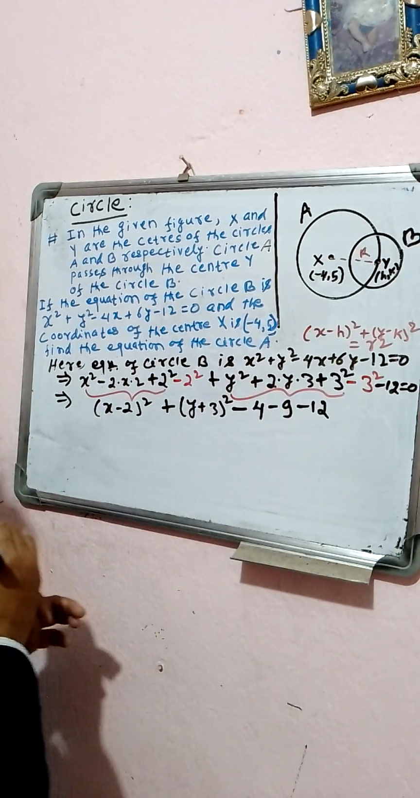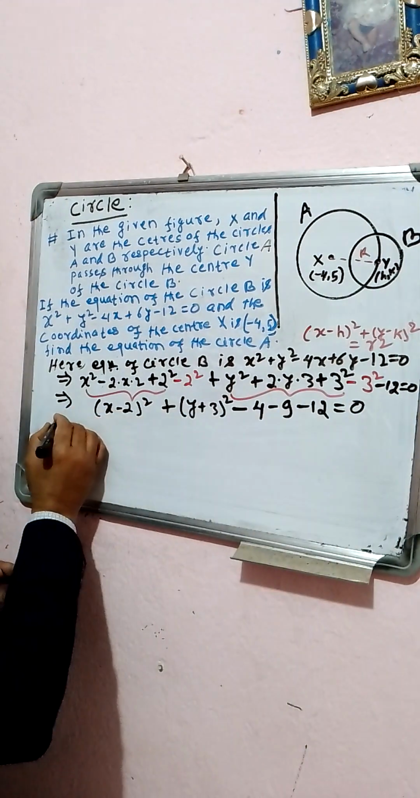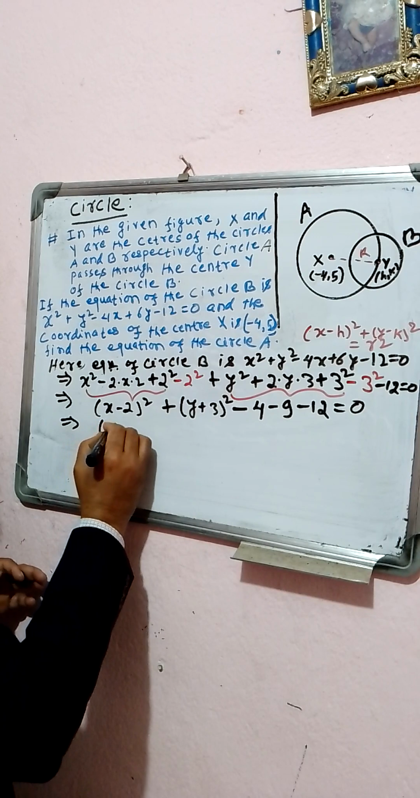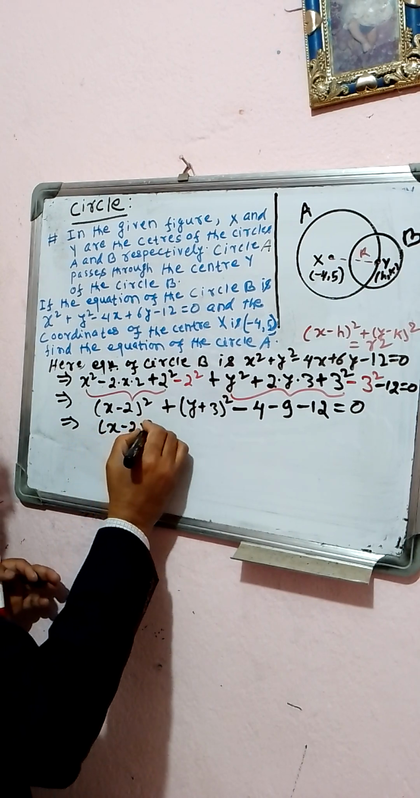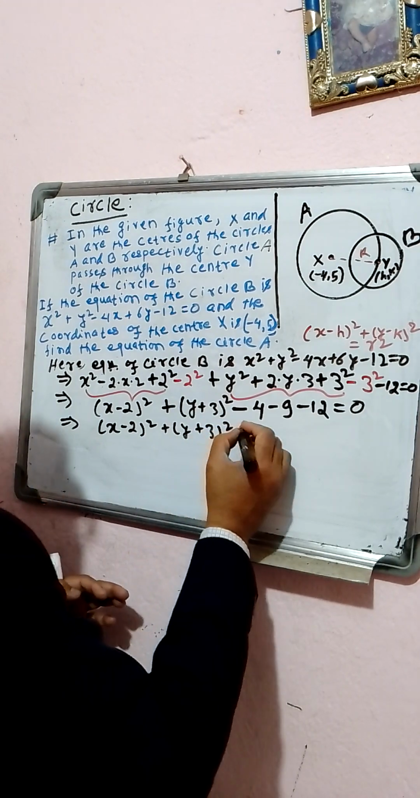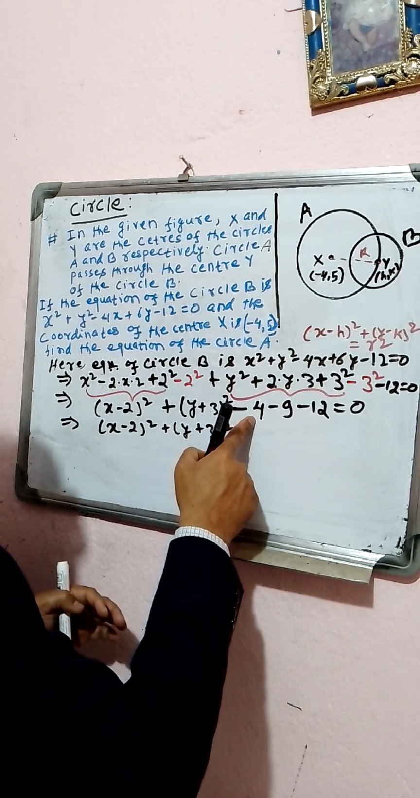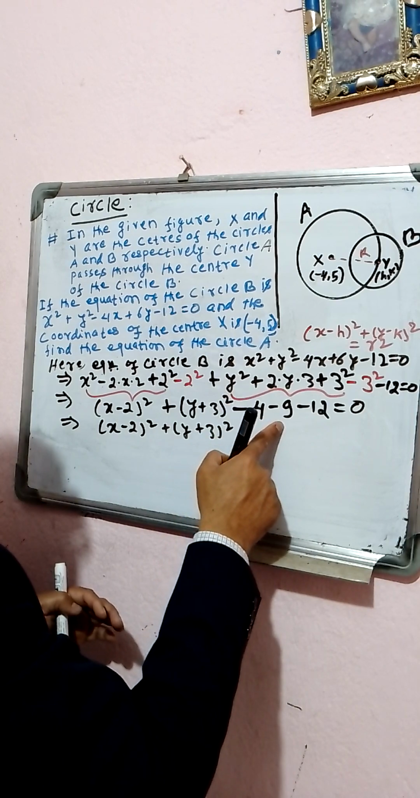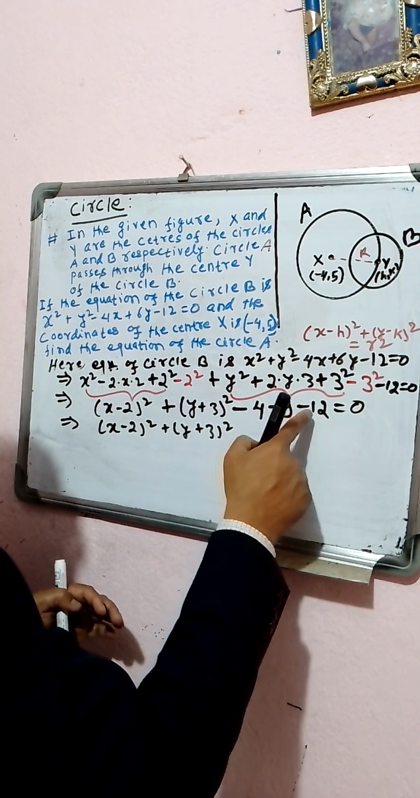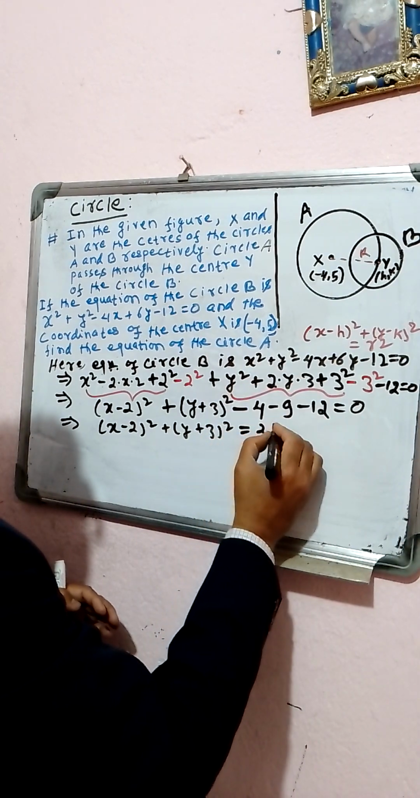Okay, all are in minus. So that is equal to 0, and that means we have (x minus 2) square plus (y plus 3) square, and then it is negative 4 and negative 9. It is 13 and minus 12 is 25. If you transfer these two on the side, this is 25.